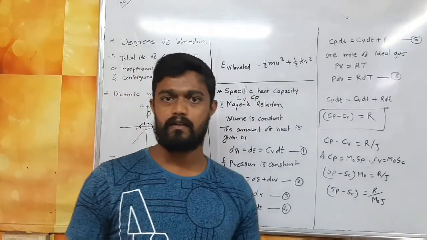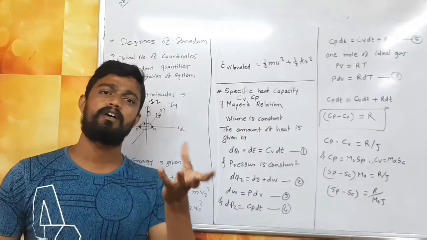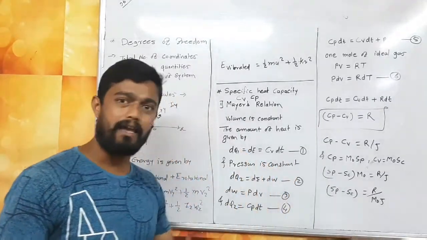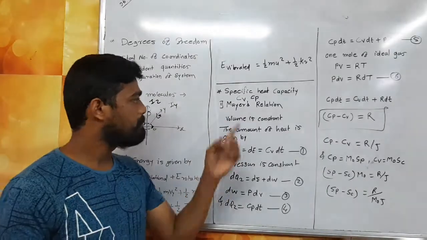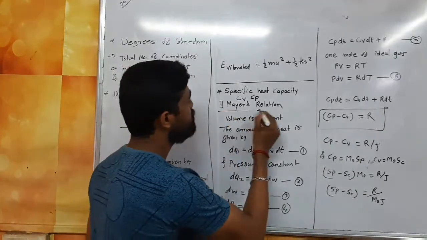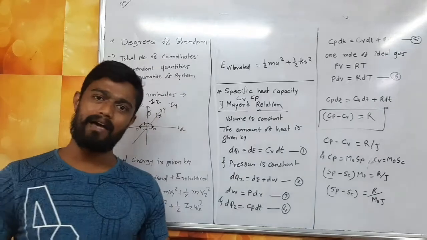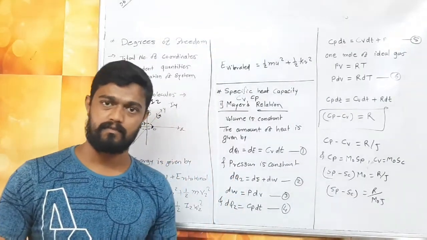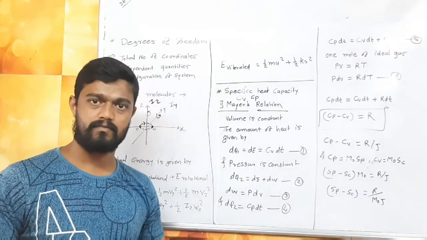So now we discuss the relation between Cp and Cv using the Mayer relation. This is your first point. Using the Mayer relation, we discuss specific heat capacity. What is the ratio of these quantities?